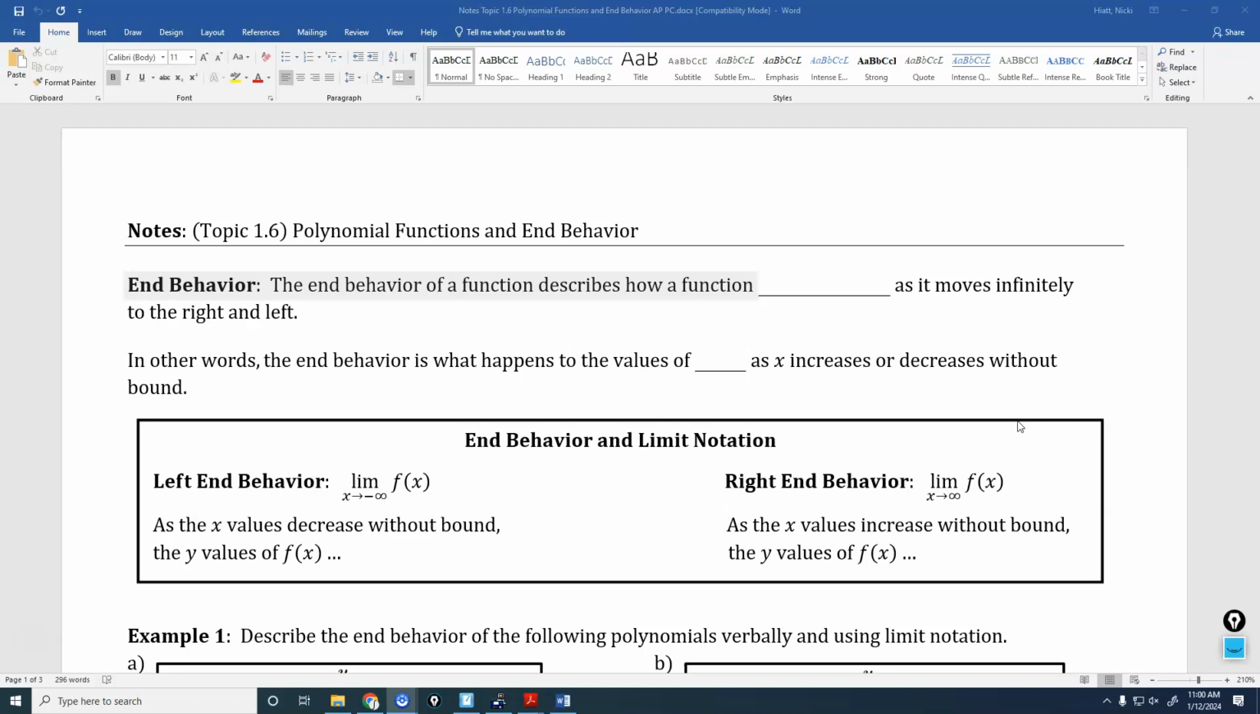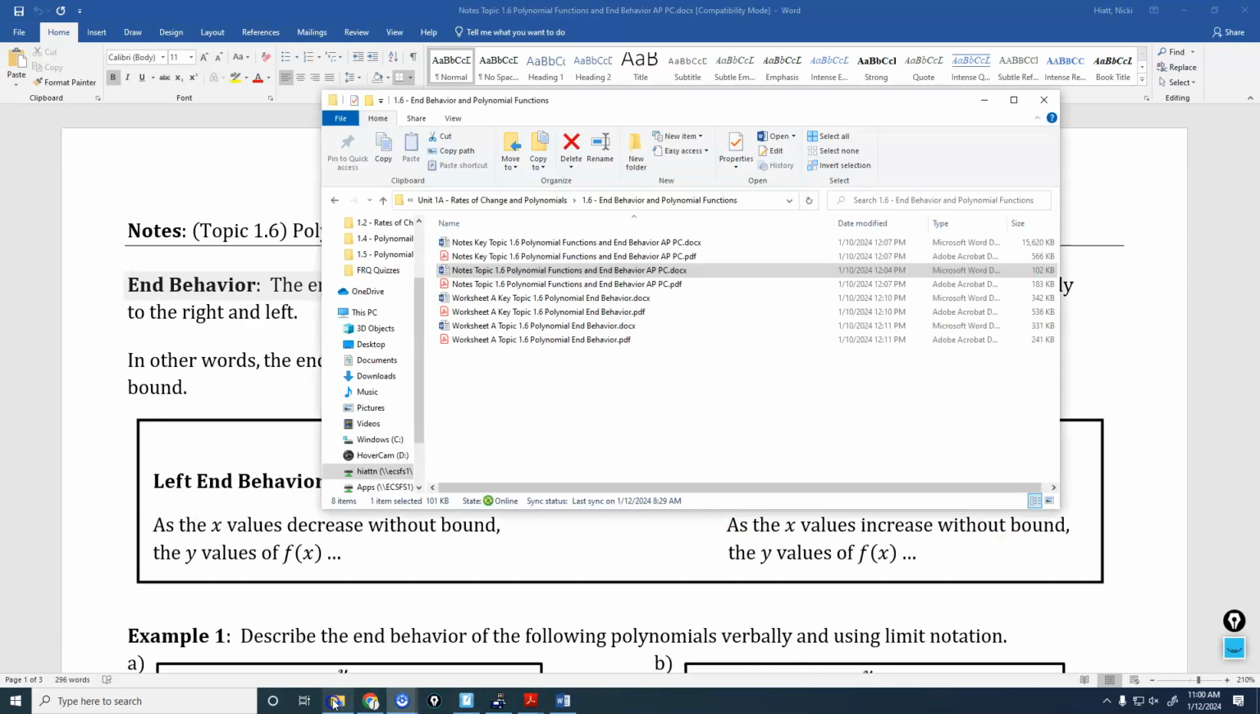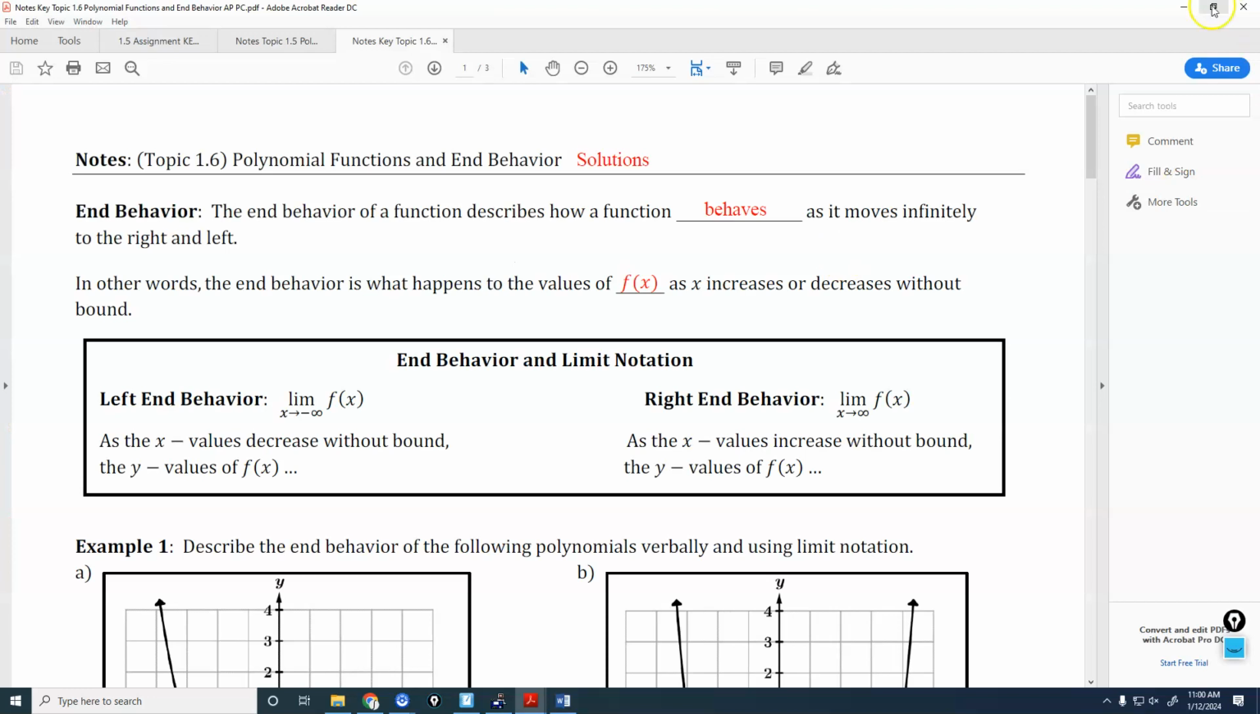Hold on. Did I do this? I would say "behaves" right there. That might not be what he was wanting. Let me see. I think I did this one. I think I did. Might not have. Maybe that's the worksheet. Let's just pull up his real quick to see what word he's using. Yeah, it is "behaves." I had it right.